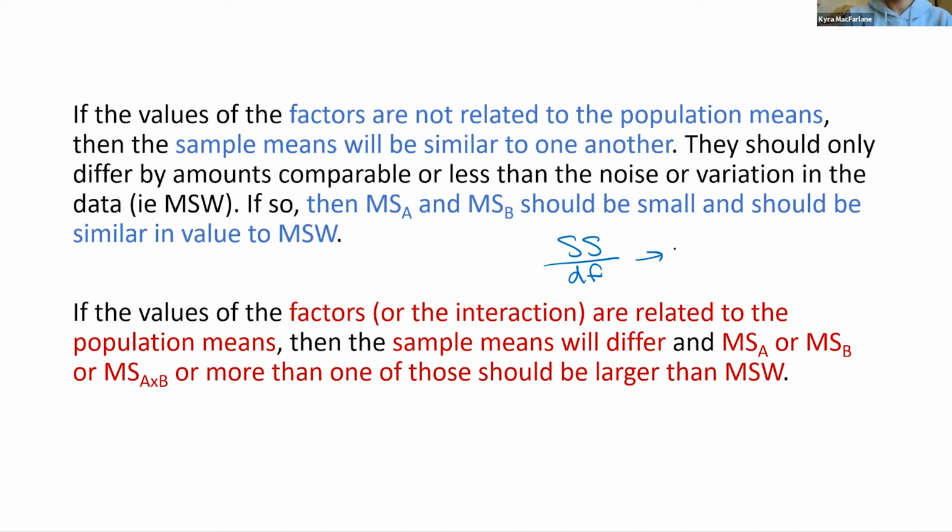So this is just an equation for variance. If the values of factors or the interaction are related to the population mean, so the factors actually have some sort of impact on the sample means we're collecting, then the sample means will differ and the mean squares among, mean squares A or mean squares B, or the mean squares of the interaction, or more than one of those, right? So it could be A and B, or it could be A and the interaction, but B doesn't do anything. So any combination of those should be larger than mean squares within.